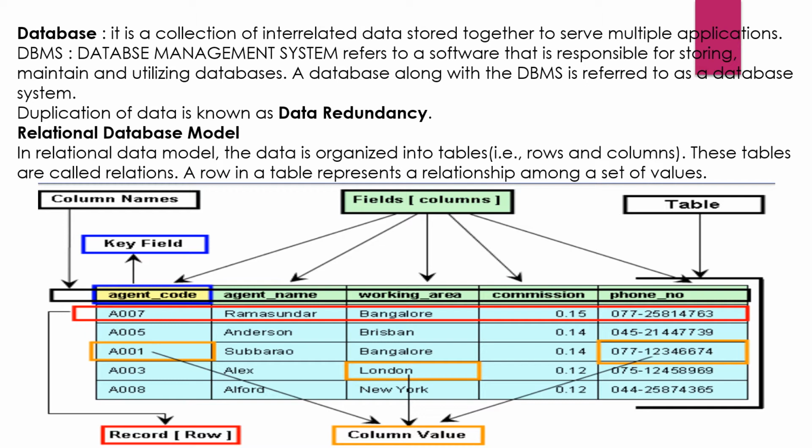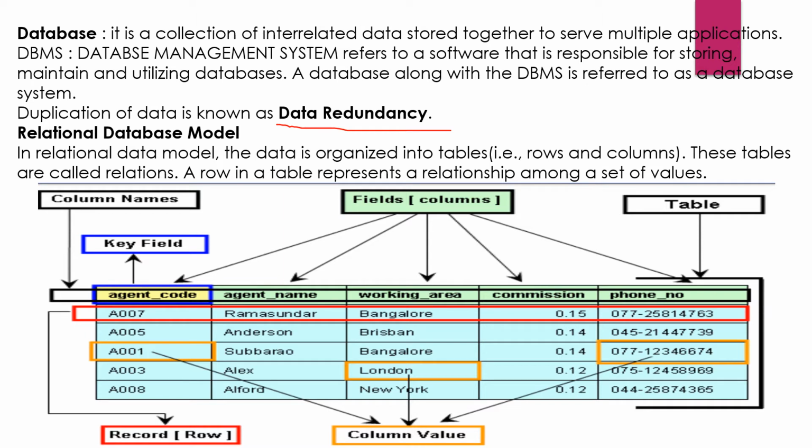Another word used is data redundancy. Why do we use a database? Data redundancy means the duplication of data. When you store data, there can be multiple entries that are the same, and to avoid these duplicate entries, a database is used, because a database clears the duplicate values. It is called data redundancy.